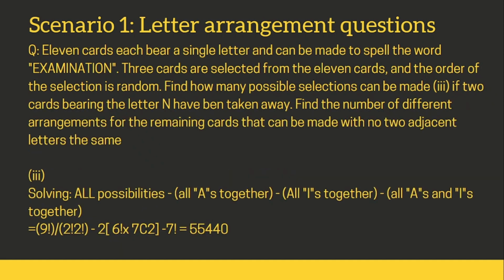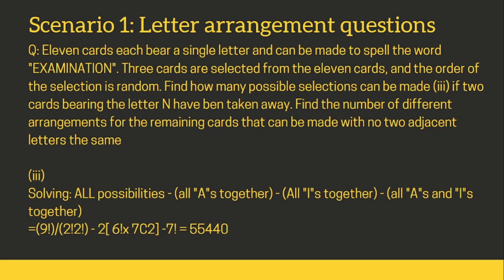Part 3 is that if 2 cards bearing the same letter N have been taken away, find the number of arrangements of the remaining cards that can be made with no 2 adjacent letters being the same. To solve this, we take all the possibilities and then we minus all the scenarios where the A's are together, the I's are together, and then you also have to take into account the specific combination where all A's and all I's are together.